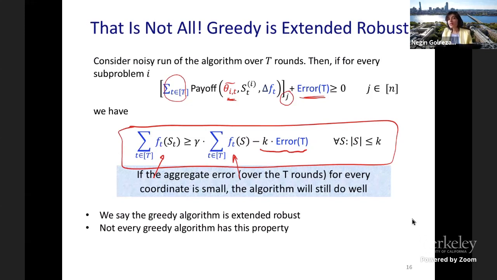If the algorithm satisfies this property, we are going to say that this is extended robust. Not every greedy algorithm is going to have that property, but, as I'm going to show you, there are many greedy algorithms that have that property.